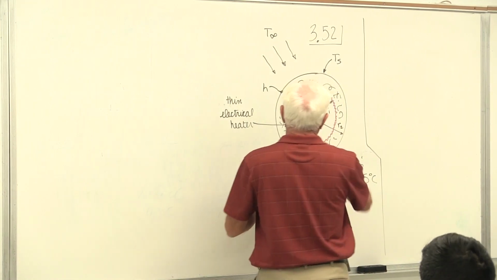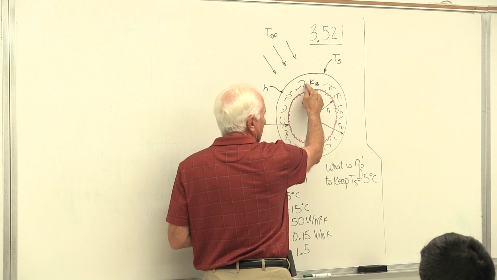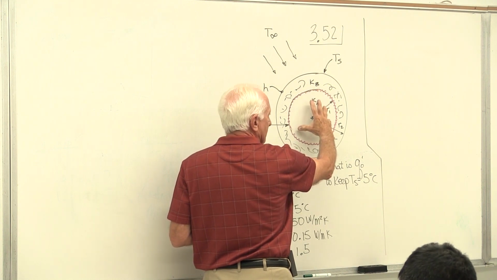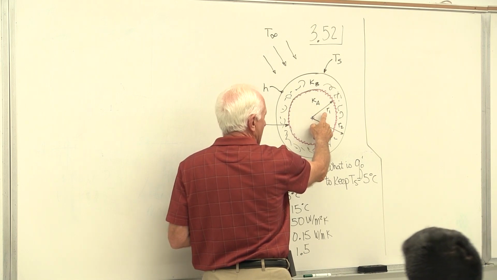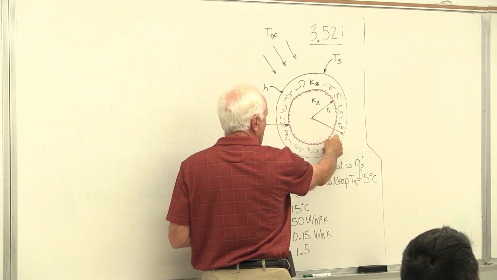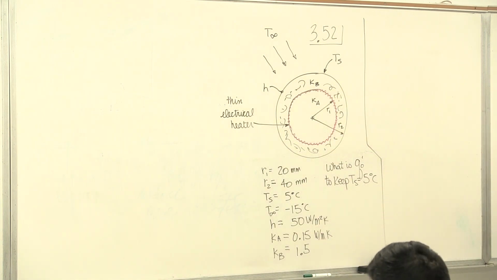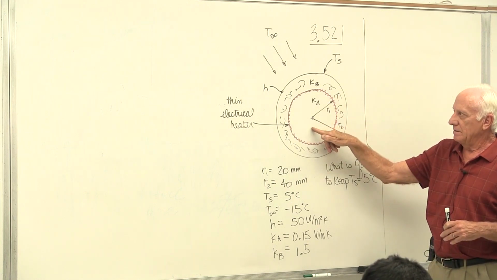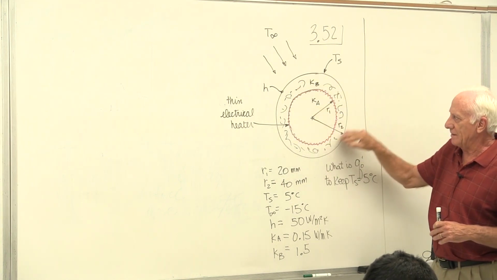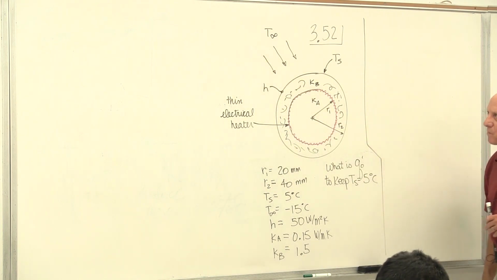So the tube is shown here, thermal conductivity K_B. The rod is in the middle, thermal conductivity K_A. The radii are R1 and R2. And we insert a thin electrical heater, the little red squiggly line, around the rod. Then the tube is outside of that. Then there's convection heat transfer on the outside.